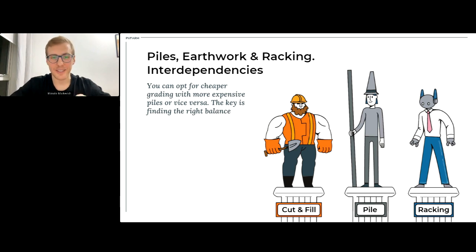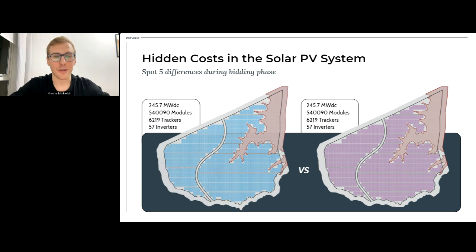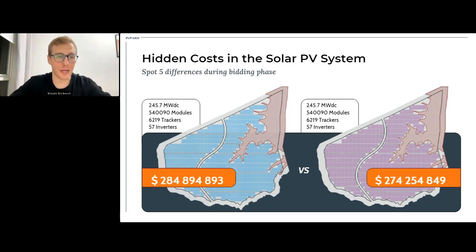Let's go and see a very quick example of hidden costs in the solar PV system. You can see two layouts here. Let's try to spot the differences during the bidding phase. It looks like they have the same DC, the same modules, the same trackers, the same number of inverters, the same number of blocks. Everything looks quite identical, right? But if you check the cost, we'll actually see there is a 10 million difference. And this is the full project cost, and 10 million is quite a lot. So why is that happening?